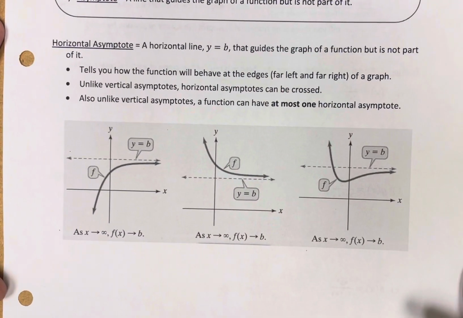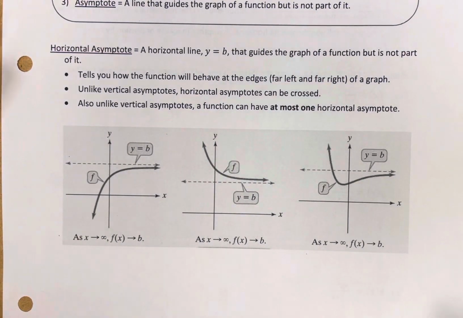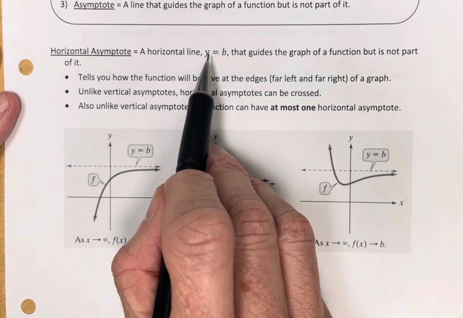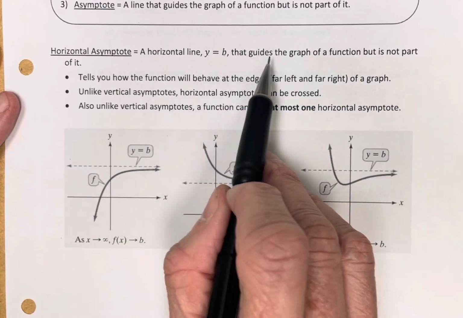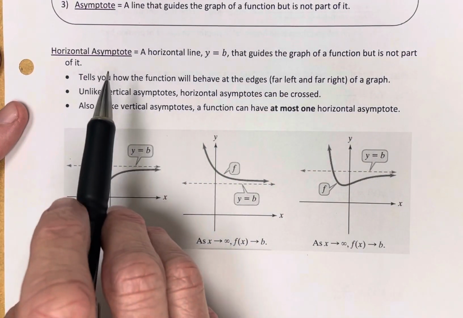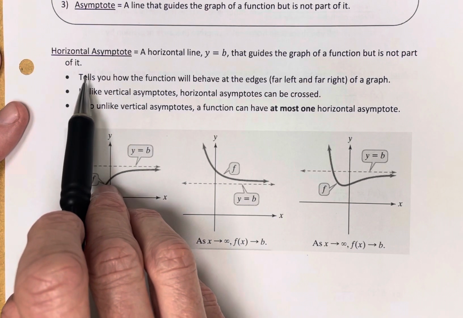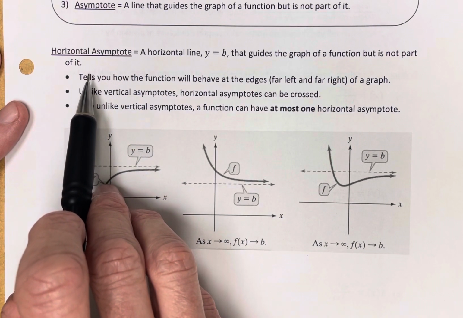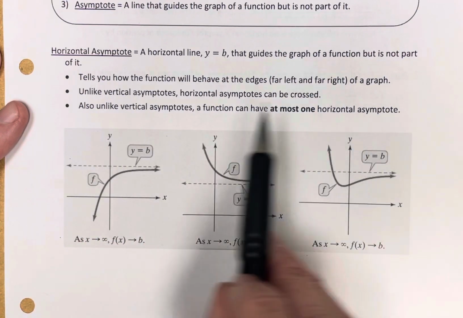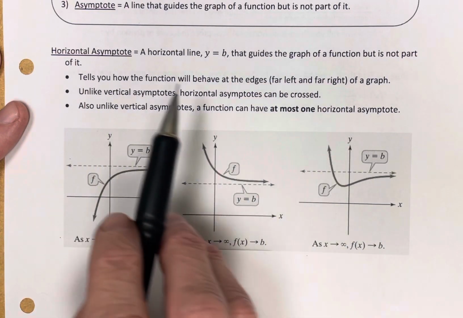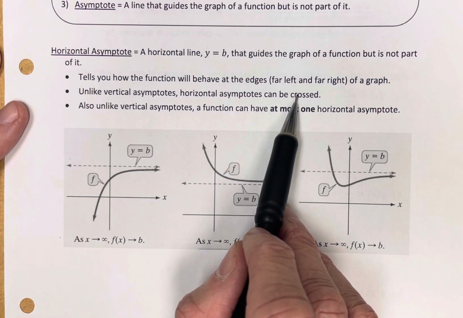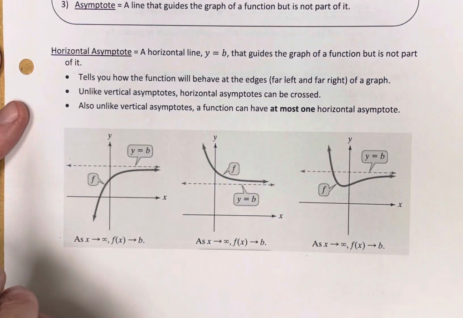So what is a horizontal asymptote? Well, go figure. It's a horizontal line, and horizontal lines are written in the form y equals a number that guides the graph of a function but is not part of it. A horizontal asymptote tells you what happens at the far left and far right of a graph, how the function will behave at the edges. Unlike vertical asymptotes, horizontal asymptotes can be crossed.